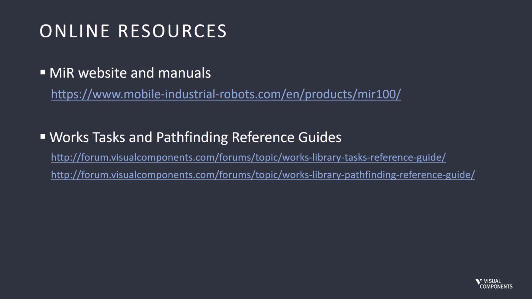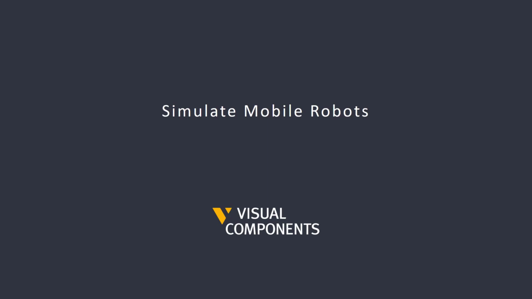We also have reference guides for the Works Library tasks. You can see that first link. So what all those tasks mean, a feed, a need, delay, create pattern tasks, and so on. The next link is for Works Pathfinding components. It's a reference guide, so how you can use Pathfinder to help calculate routes, what are those different pathways, what do they do. So once you have everything you need, go ahead and start the course, and I look forward to helping you learn about simulating mobile robots.